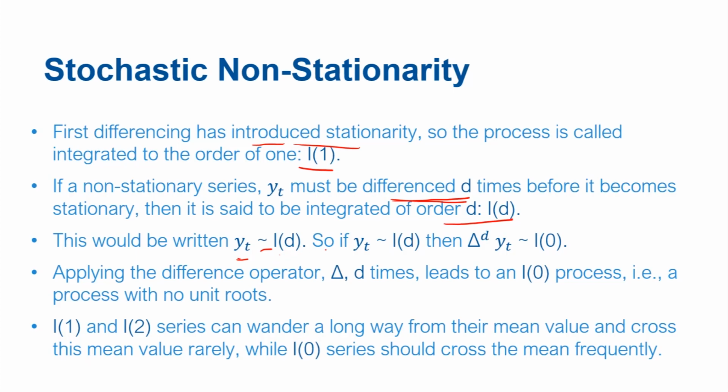So the integration is of order d, and it requires differencing d times. That means delta^d, which represents d-time differencing. When it is applied on y_t, it will return an I(0) process. That is, if the process y_t is differenced d times, it will result in an I(0) process, a stationary process with no unit roots, if the process was integrated of order d. For example, if it is integrated of order 3, then delta applied 3 times will lead to an I(0) process.